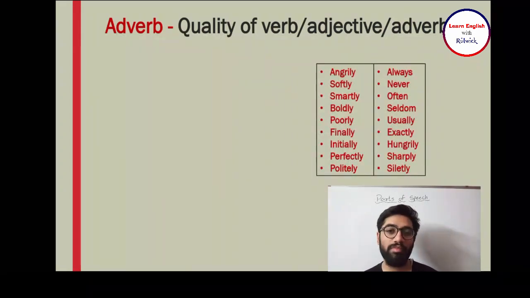Angrily, softly, smartly, boldly, poorly, finally. So we have understood that generally the words which end with ly are known as adverbs. That is one of the qualities to identify an adverb.